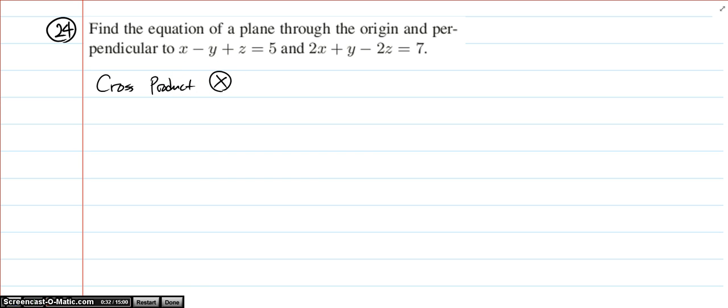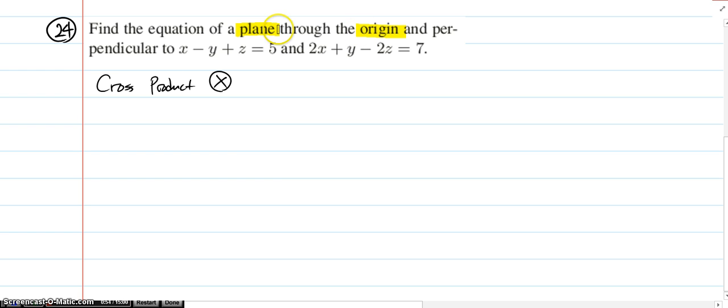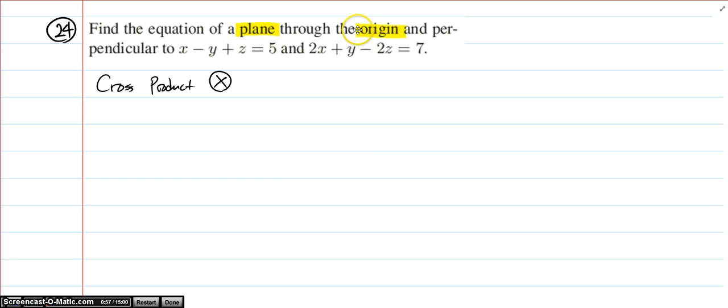Now, this question is from chapter 13.4, number 24. It's a basic application of cross product. It says find the equation for the plane that goes through the origin and is perpendicular to these planes.